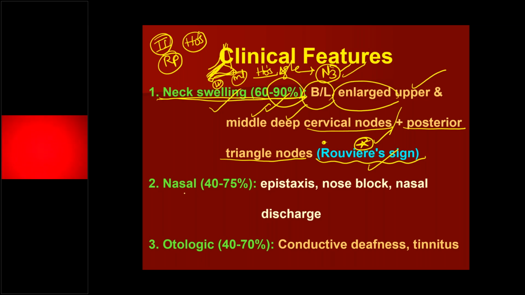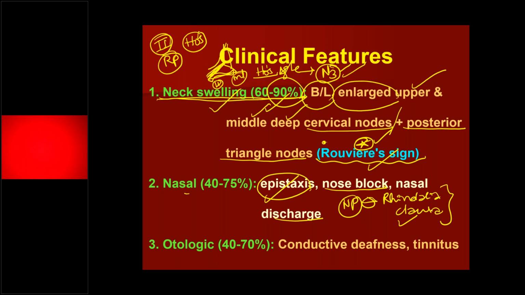Number two, nasal complaints, because it is a nasopharyngeal growth: epistaxis, nasal block, nasal discharge. Because the nasopharynx is obstructed, it leads to something called rhinolalia clausa. So when you close your nose and talk, it is called rhinolalia clausa.